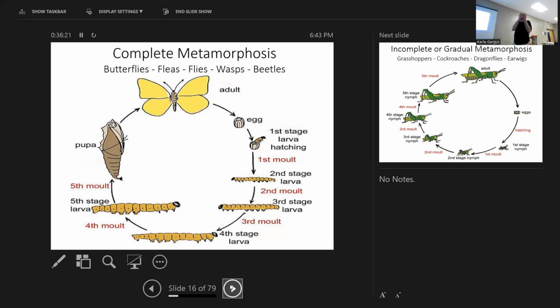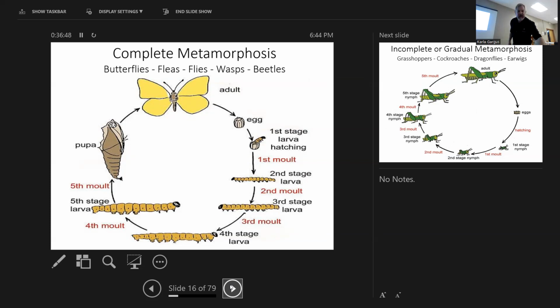And some of them will spin ornate silk around them like a silkworm. But others are just very simply this little hard structure. And that's eventually what happens. Then eventually they will emerge as an adult and then go and do their reproductive thing. That is what we call complete metamorphosis. Butterflies, fleas, flies, wasps, beetles, a whole host of things that do that.